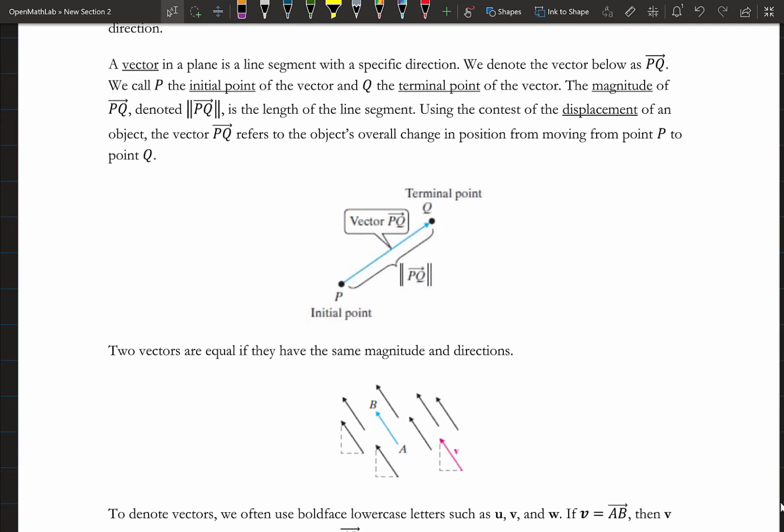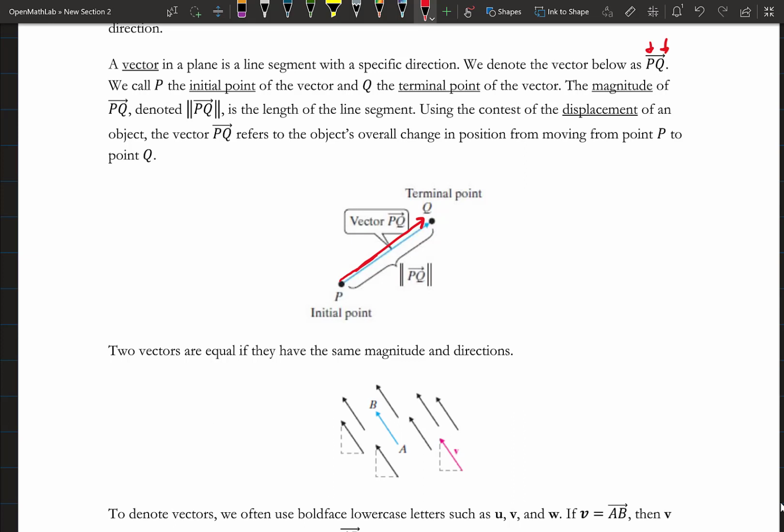A vector in a plane is a line segment with a specific direction. We can denote a vector by writing PQ and drawing an arrow above it. P is called the initial point of the vector, and Q is called the terminal point of the vector. You can see in the diagram I have that labeled. Notice the arrow: the vector goes from P to Q. We always write the starting point, the initial point, first, and then the terminal point second. The initial point is where you start and the terminal point is where you end.